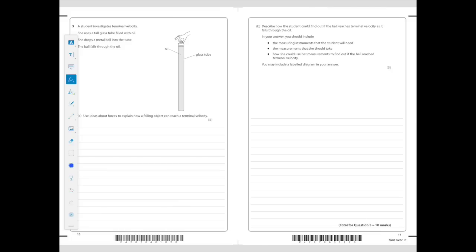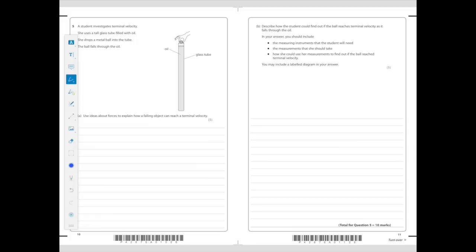A student investigates terminal velocity. She uses a tall glass tube filled with oil. She drops a metal ball into the tube and the ball falls through the oil. Use ideas about forces to explain how a falling object can reach terminal velocity. It doesn't matter what this question is. If it's someone jumping out of a plane or a ball being dropped into a tube of oil, if it mentions terminal velocity, this is your perfect answer.